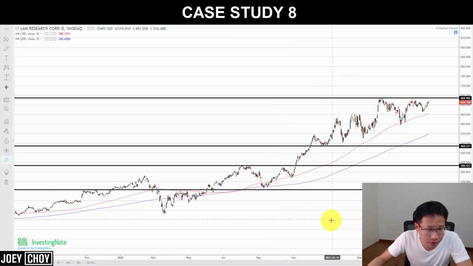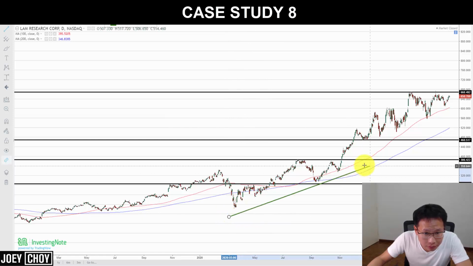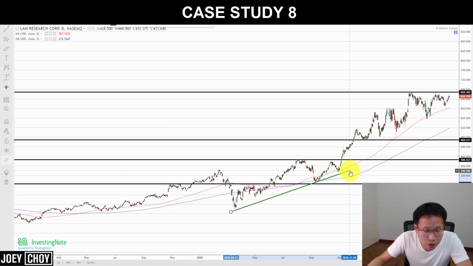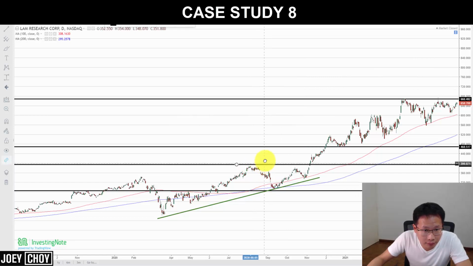So this is an uptrending counter. Right over here, we can also draw what we call an upward sloping channel support line. You can see this is an upward sloping channel support line right here, and we had a resistance at that 390, right? 390 to 400, you can see right here.